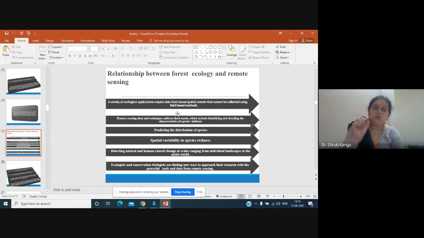Now, to know that, firstly we should know what the relationship is between forest ecology and remote sensing. So let's have a discussion on this: a variety of ecological applications require data from broad spatial extent that cannot be collected by field-based methods.